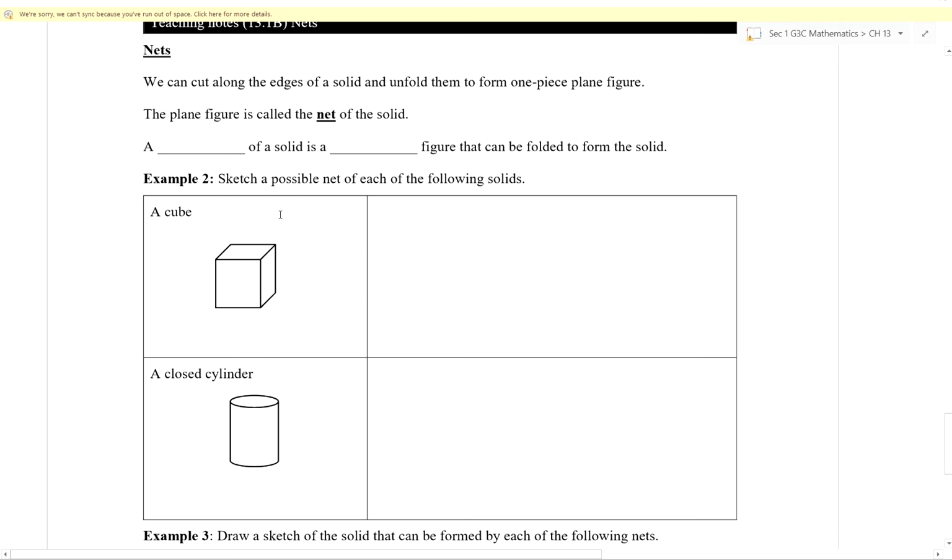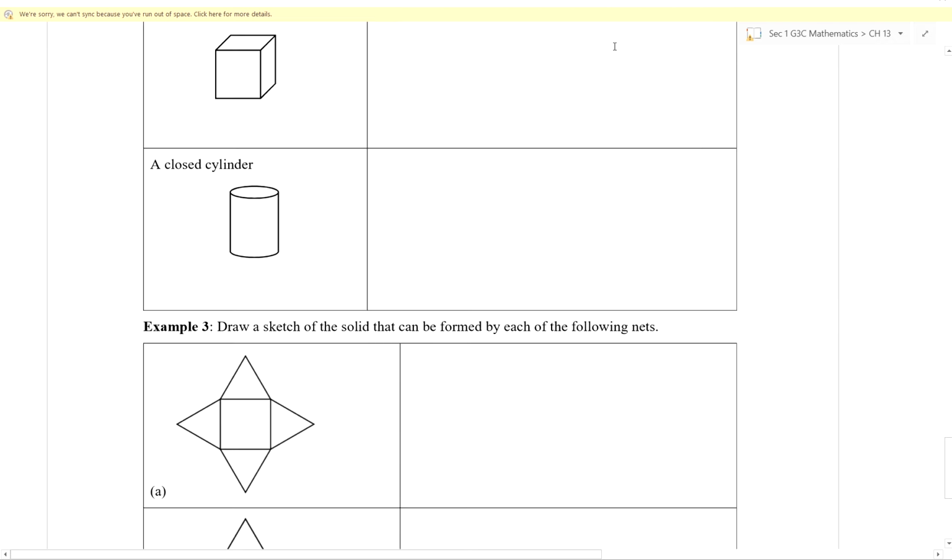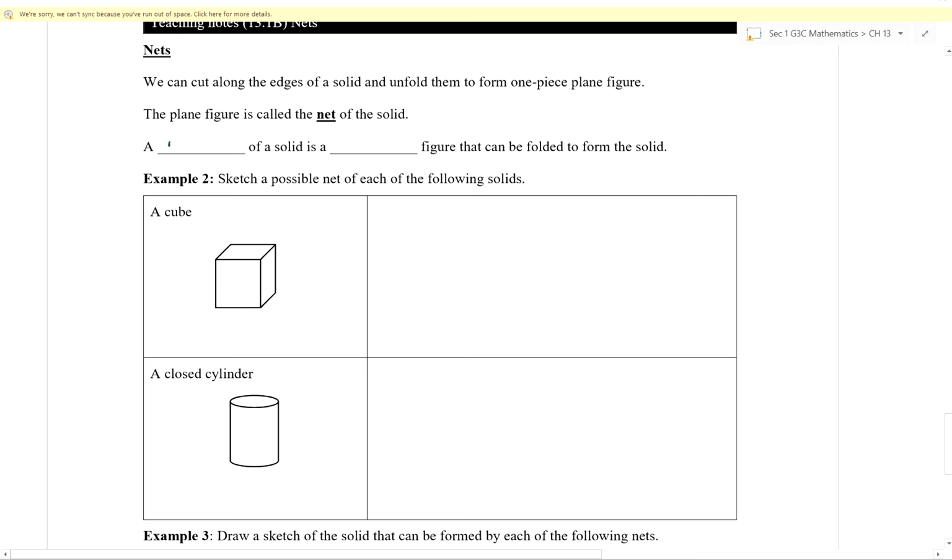Next, nets. For a solid figure, we can always cut along the edges and unfold them to form a one-piece plane figure. This will become a 2D figure. This plane figure is known as the net. A net of a solid is a plane. A plane refers to a two-dimensional surface. Think of it as a piece of paper.